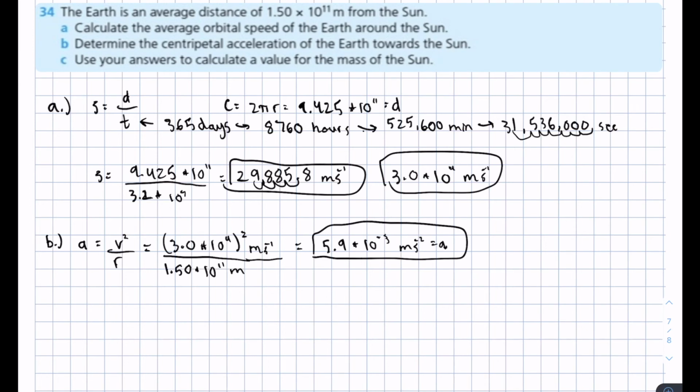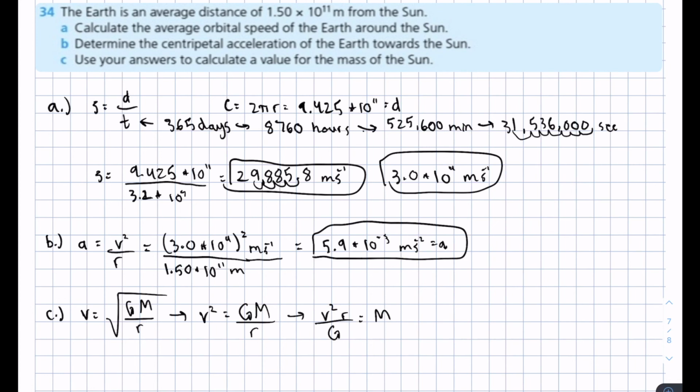Now finally, for the value of the mass of the Sun, we can use the equation orbital speed equals the square root of GM over r, where M is the mass of the Sun. So first we have to square both sides. V squared equals GM over r, and then we multiply both sides by r over G, so we get v squared r over G equals the mass of the Sun.